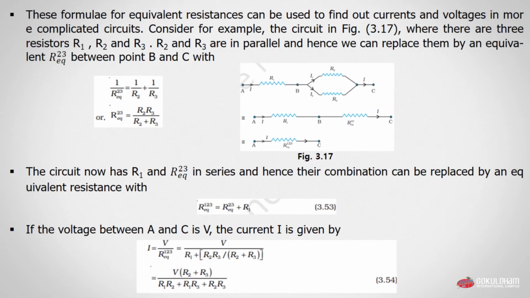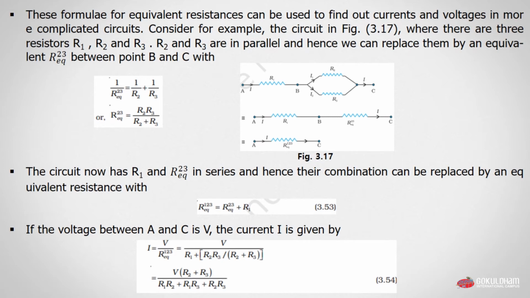These formulas for equivalent resistances can be used to find the current and voltages in more complicated circuits. Consider for example the circuit shown in figure 3.17. Here you can see that there are 3 resistors R1, R2 and R3, and R2 and R3 are in parallel, and hence we can replace them by equivalent resistance Req23 between points B and C, with 1 by Req23 equal to 1 by R2 plus 1 by R3.